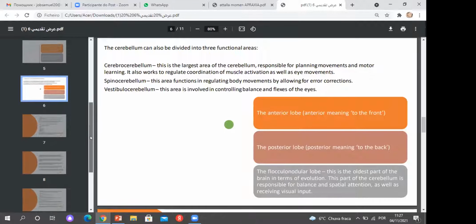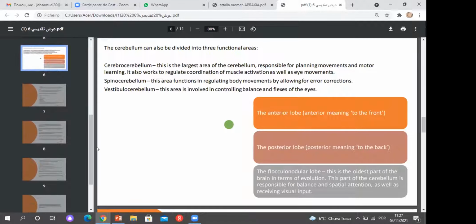So the cerebellum can also be divided into three functional areas: the cerebrocerebellum. This is the largest area of the cerebellum, responsible for planning movements and motor learning. It also works to regulate coordination of muscle activation as well as eye movements.